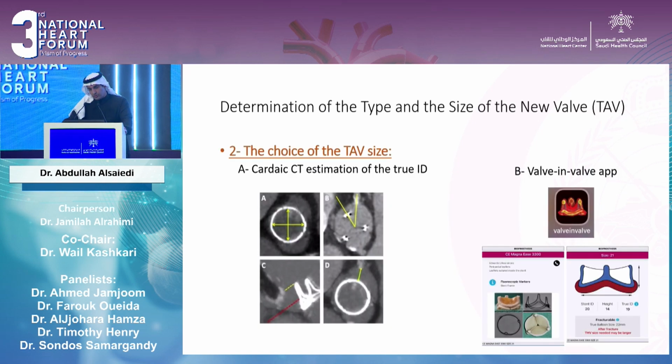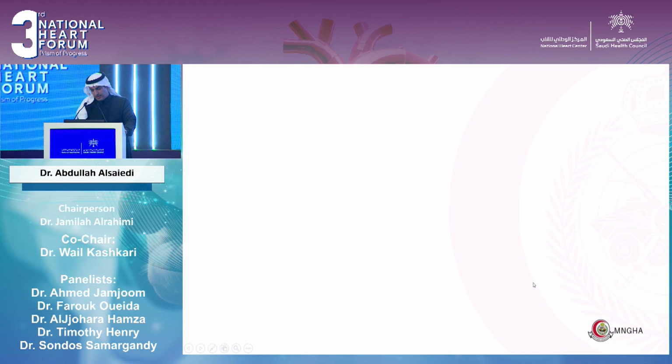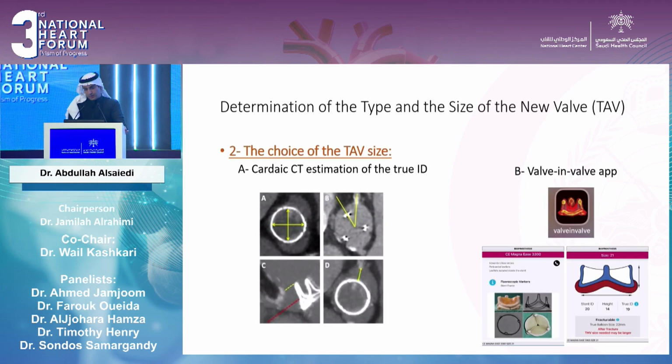Now, how do we determine the new size of the valve? You could do that by cardiac CT estimation of the true internal diameter to tell you which valve you're going to use. Or you can use the valve-in-valve application, which was made by a group from Germany. All you need is to enter the type of the valve, and it's going to tell you whether the valve is fracturable or not, and what the true internal diameter of this valve is.